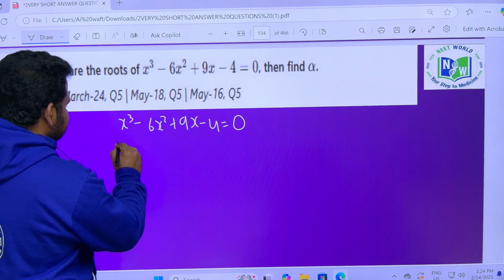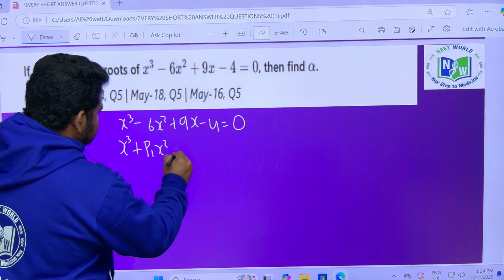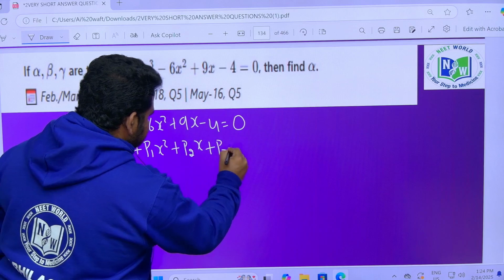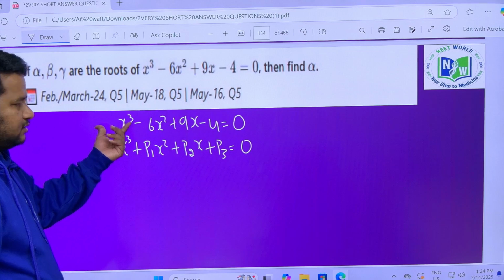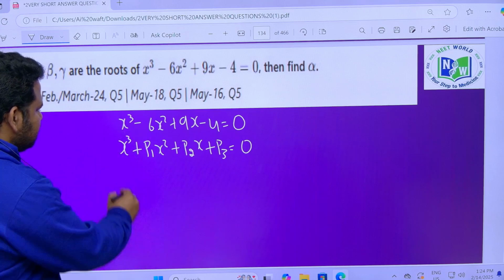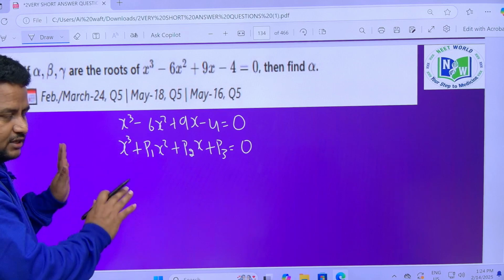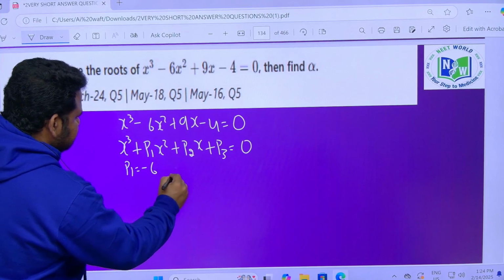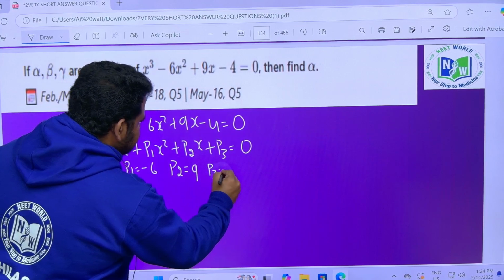So our standard equation is what? x cube plus p1 x square plus p2 x plus p3 is equal to 0. So I am comparing what you get here. The coefficient is already 1, so nothing to take common here, no need to do any modification. Let us compare. So p1 here is minus 6, p2 here is 9, p3 here is minus 4.